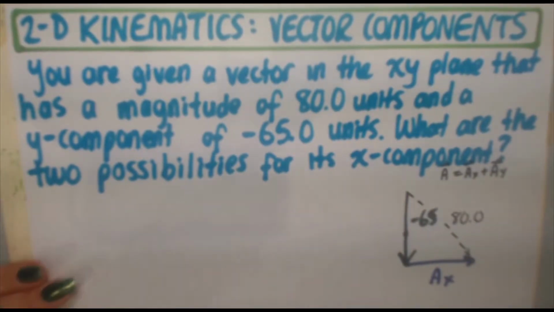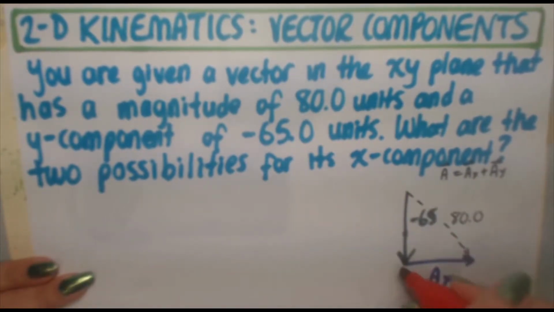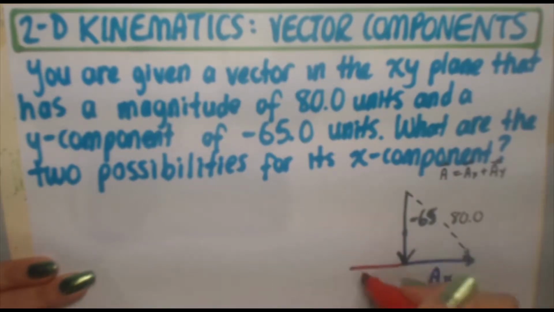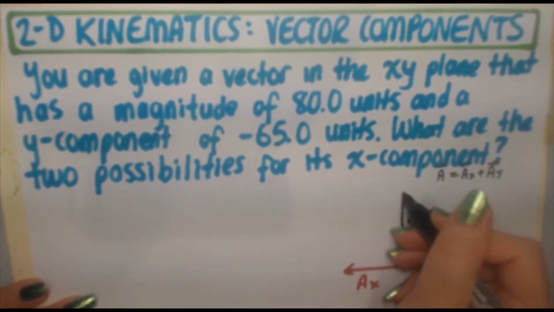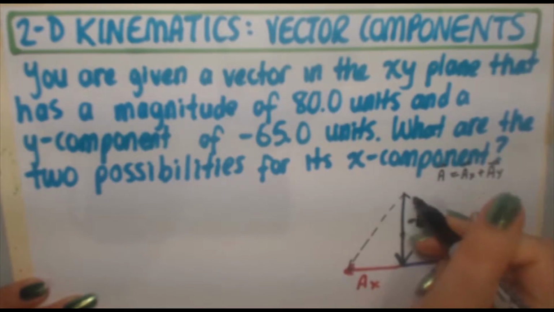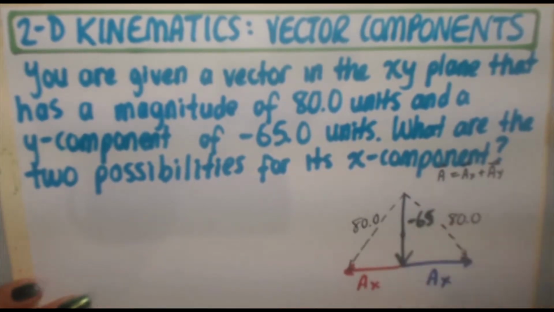But here's the thing, technically, you can draw the tail of A here and going out in the opposite direction, right? Now, the length of A can't change because the hypotenuse of this triangle is always going to be 80. And the y value is always going to be minus 65. But Ax can either be positive or negative. And as we do the math, you'll see that it actually makes sense in that regard.